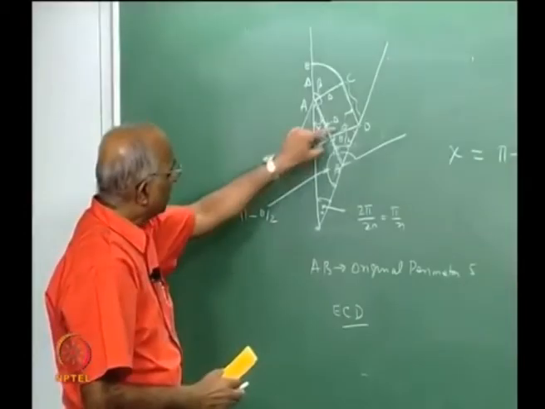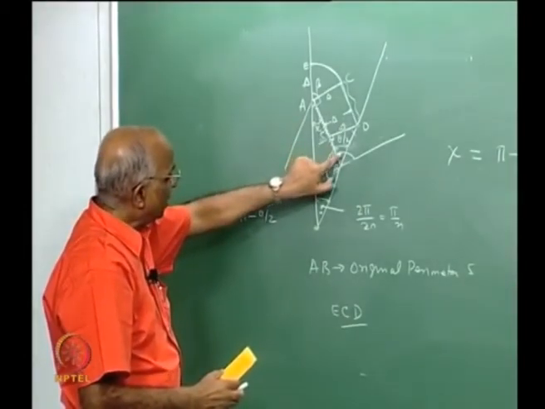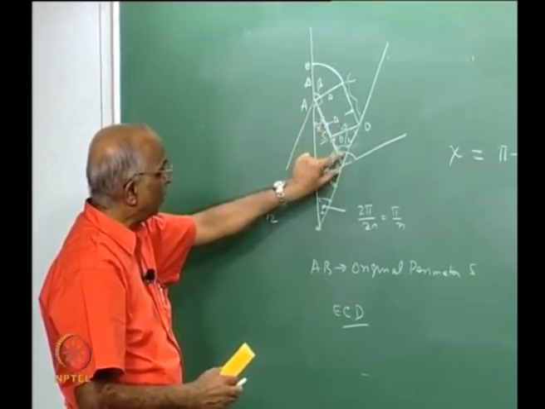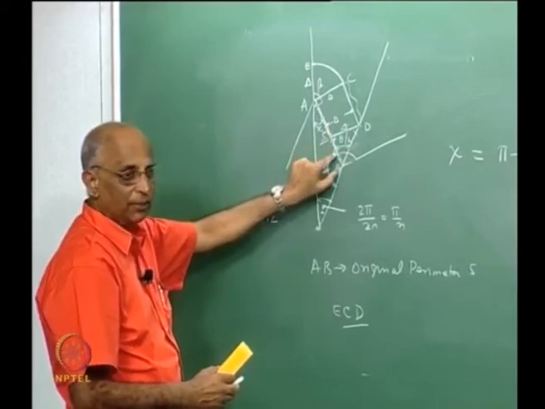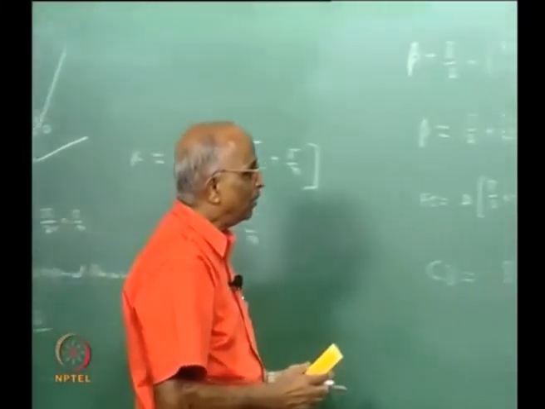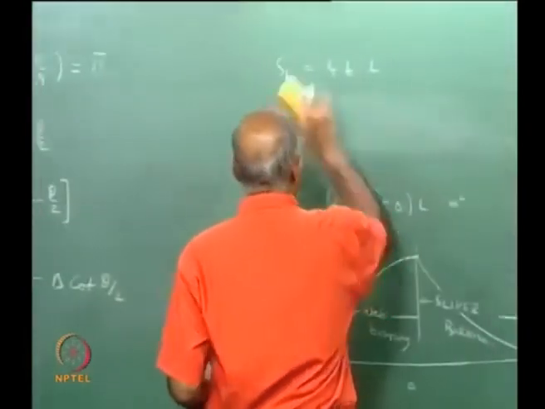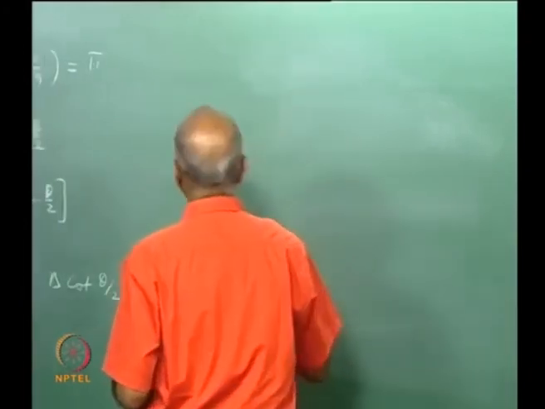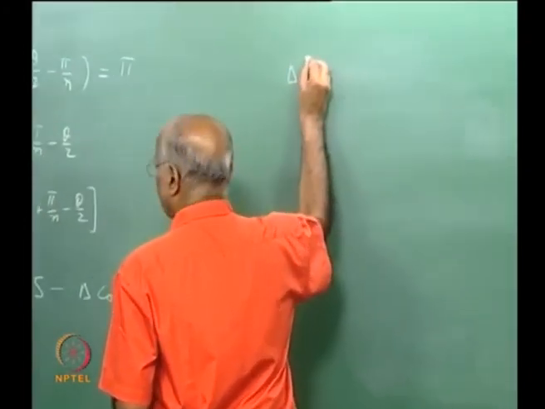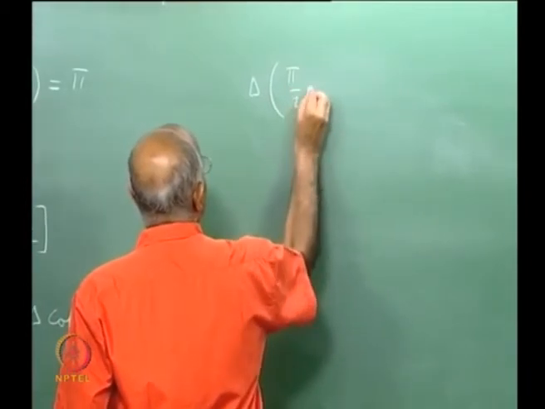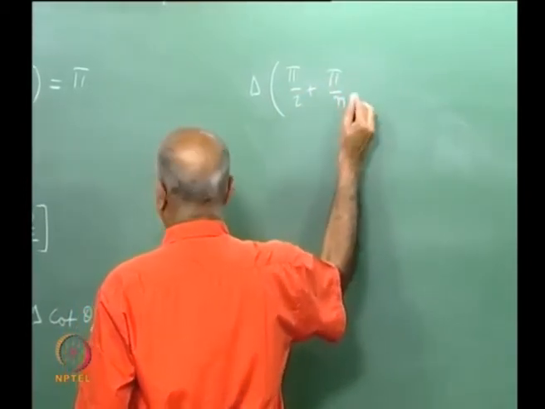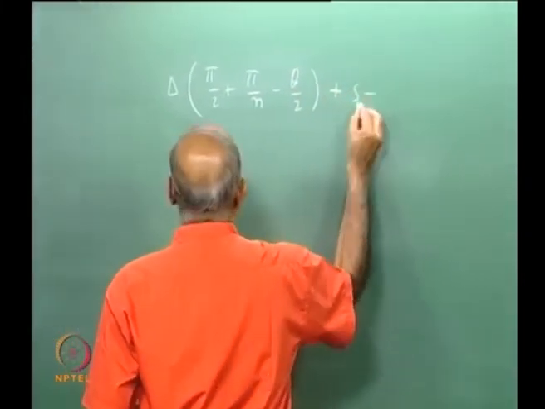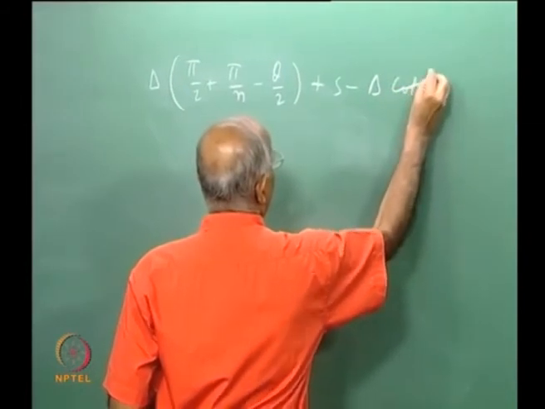Let us make ourselves clear: this is delta, this angle is theta by 2, therefore the base by delta is equal to cot theta by 2, or base is equal to delta cot theta by 2. Therefore, what is the total surface area or total perimeter for this particular single stretch of line? The single stretch of line now gives me delta into pi by 2 plus pi by n minus theta by 2 plus S minus delta cot theta by 2.